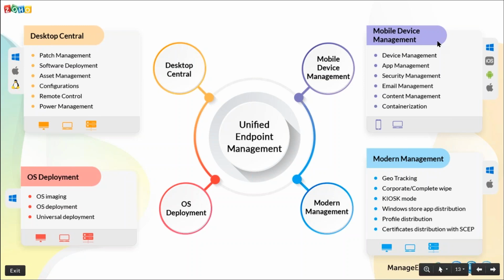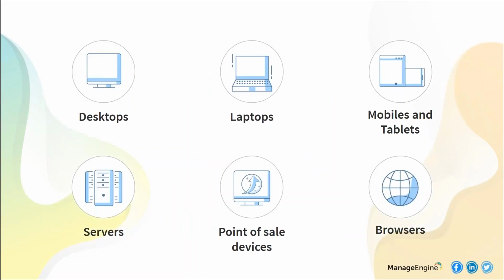You can also manage other functions, including mobile device management for iOS, Android, Windows, and Chromebooks. Then we have modern management, which is for Windows and Mac machines. You can perform things like geo tracking, complete or corporate wipe. You can put the device on kiosk mode. You can distribute store apps and manage profile distribution. And finally, we have OS deployment, where you will be able to create a single master image and deploy it to multiple machines. So these are the features that are offered within the Desktop Central suite.